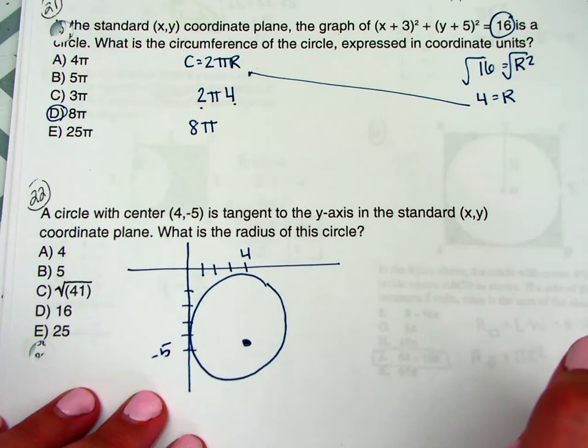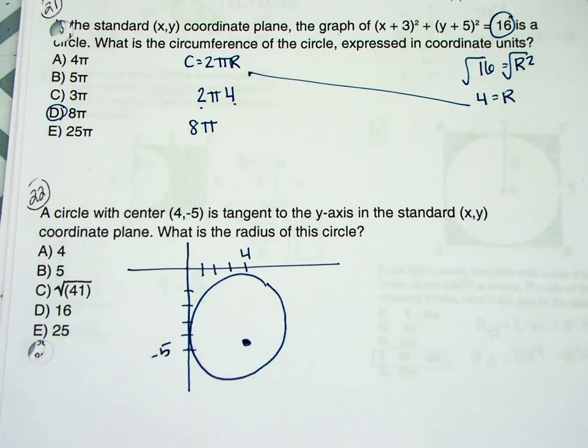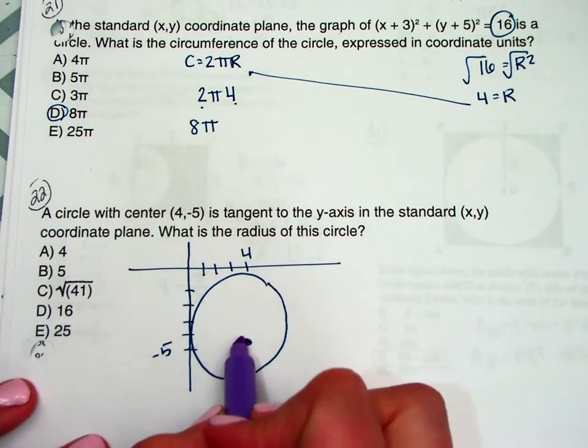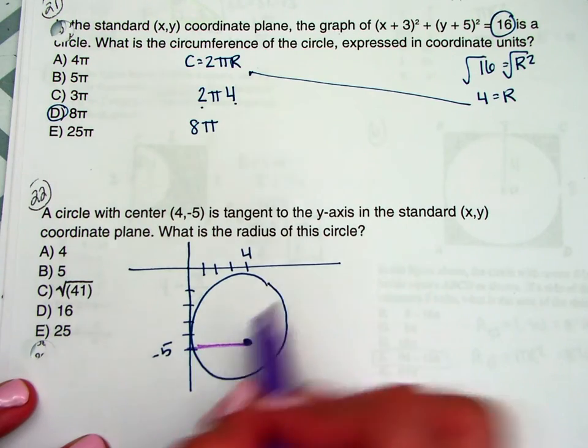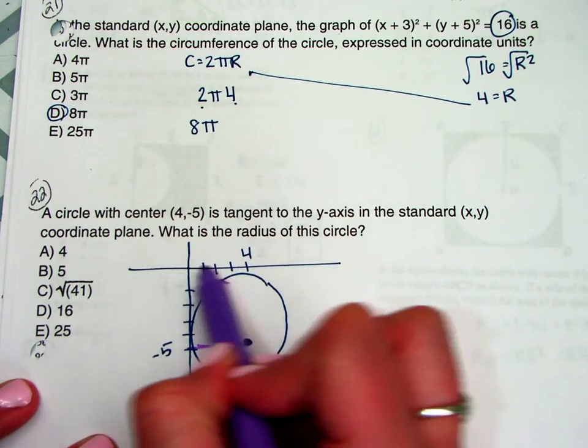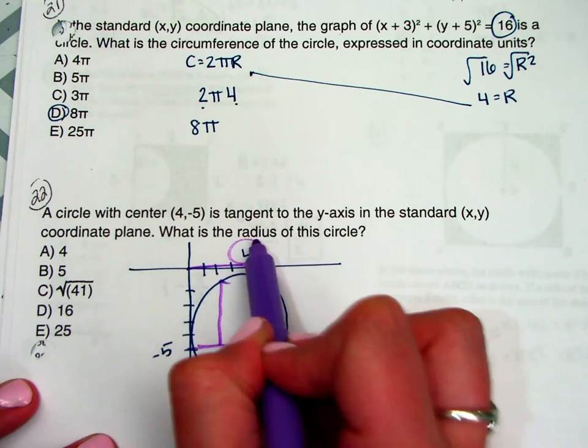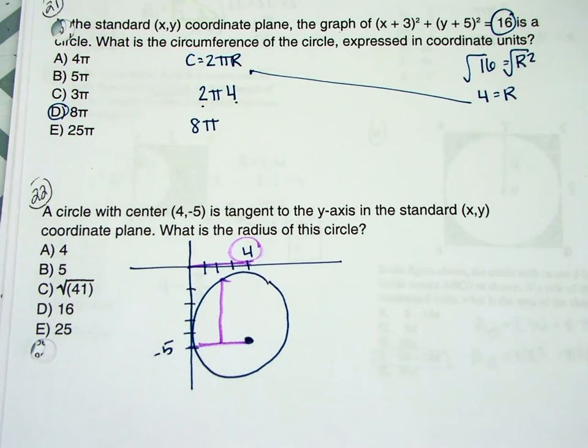If we want to know the measure of the radius, it is located from the center to the point on the circle. Well, that distance, if I kind of follow up here, that distance is 4. So the radius of the circle is 4. Plotting a little picture will definitely help make these problems easier.